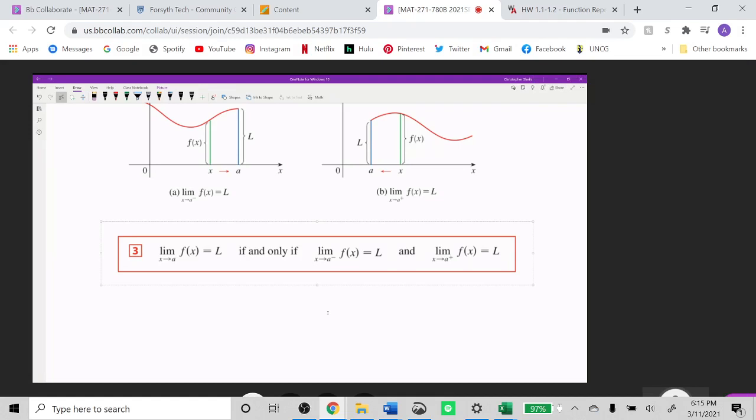So in order for a limit of a function to exist, our one-sided limits have to both equal that value. Our one-sided limits have to be equal to the same thing. And if our one-sided limits are the same, then we have a limit. Does that make sense?